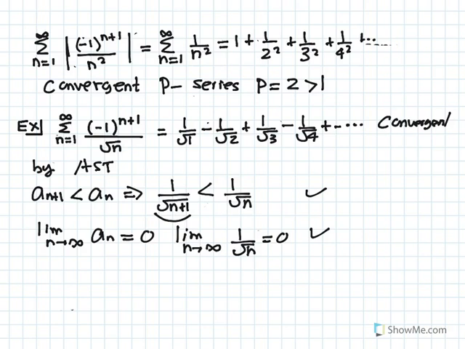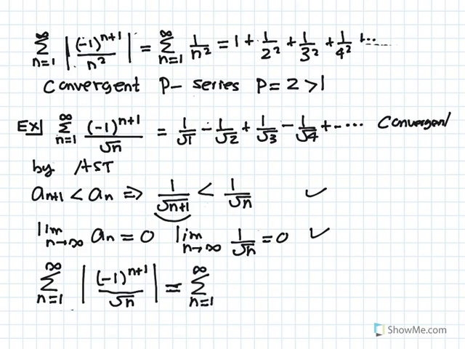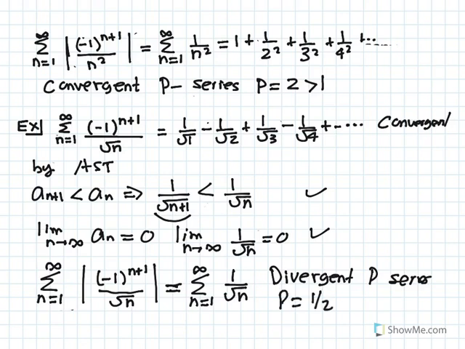However, if we do an absolute test, so if we take the absolute value of every term, the summation from n equals 1 to infinity of the absolute value of negative 1 to the n plus 1 divided by root n, the absolute value gets rid of the negative signs, and we get the summation from n equals 1 to infinity of 1 over root n. And this is a divergent p-series with p equals 1/2 less than 1.